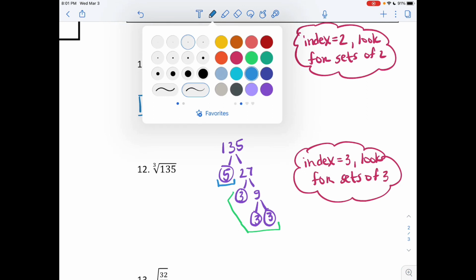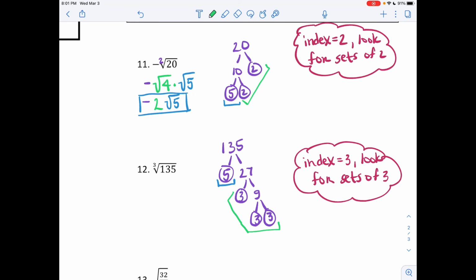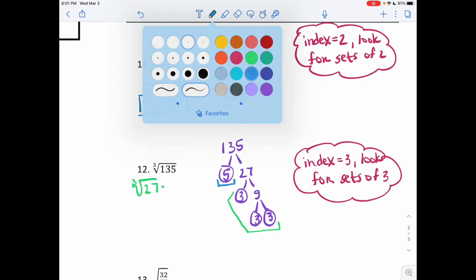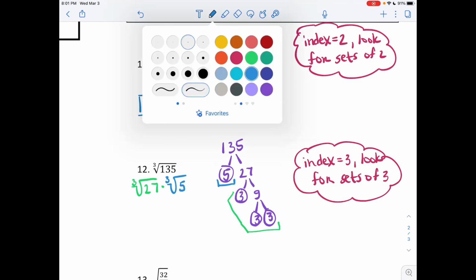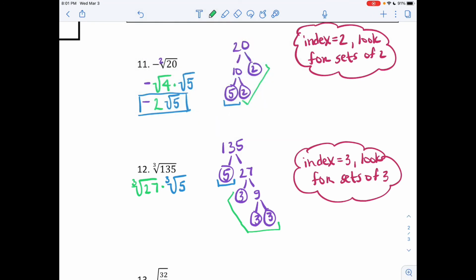So I can go ahead and rewrite this radical as the third root of 3 times 3 times 3. Well, that's 27. And then I have that little 5 left over, and it's still a third root as well. I know that the third root of 27 is 3. I just multiplied 3 3's together to get there. So I can rewrite that one and simplify it as a 3. And then we will still have that third root of 5 that we can't simplify further.